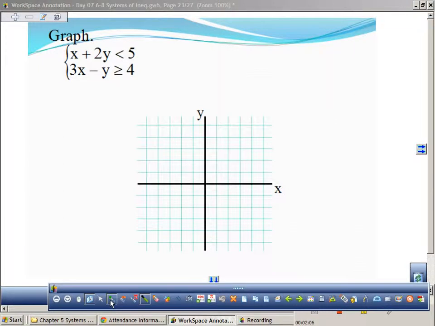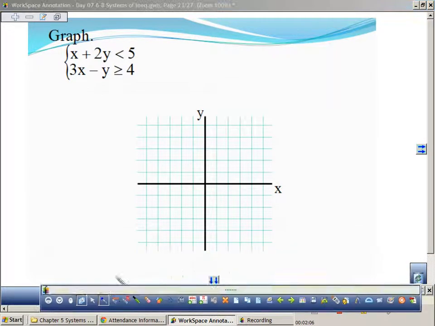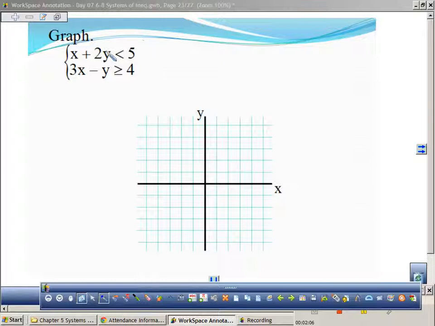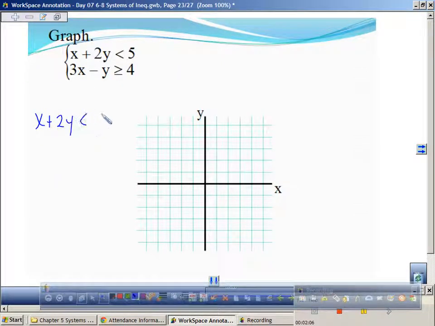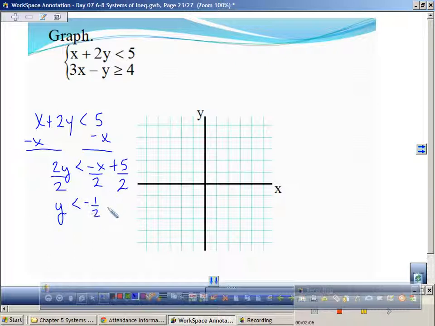Now we're going to graph this one. Before I start either one of them, I'm going to go ahead and change both of these equations. So I have x plus 2y is less than 5. In order to solve for y, I'm going to subtract x from both sides, and I get 2y is less than -x plus 5. I still need to isolate y. So I divide everything by 2, and y is less than -1/2 x plus 5/2.